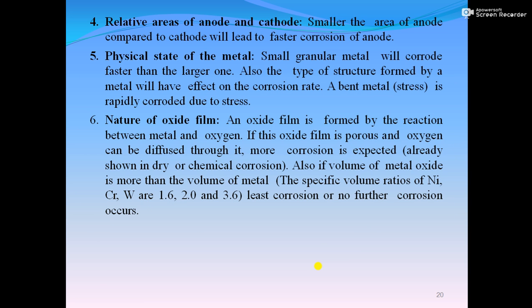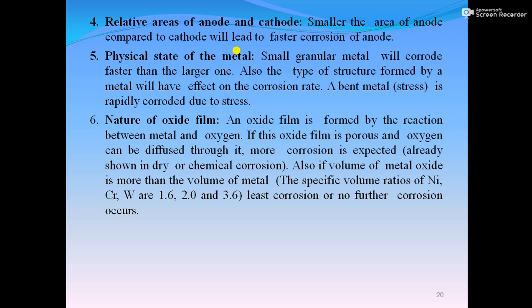Then the fourth part is the relative area of anode and cathode. This is very important. When two different metals are in contact with each other, the corrosion of the anodic part is directly proportional to the ratio of the areas of the cathode part and the anode part. So if the ratio of cathodic area to anodic area is more, then the corrosion is greater. That means if the cathode is bigger and the anode is smaller, the rate of corrosion is faster.